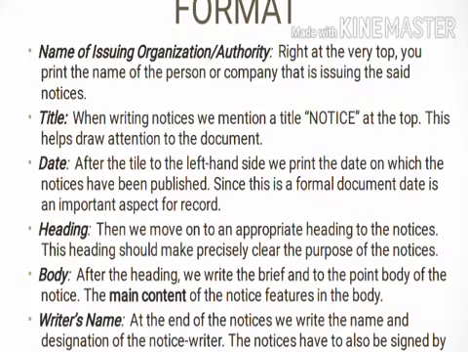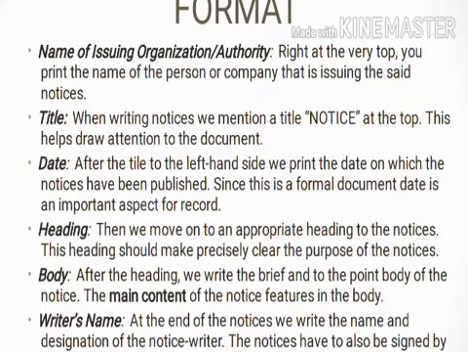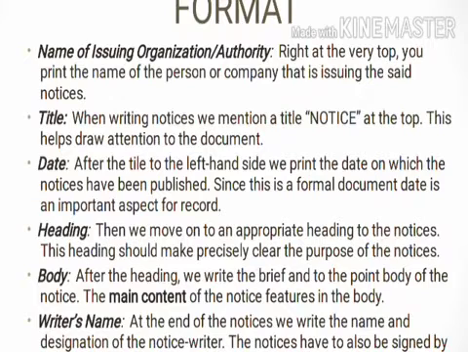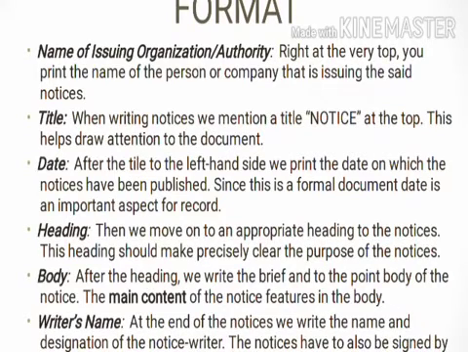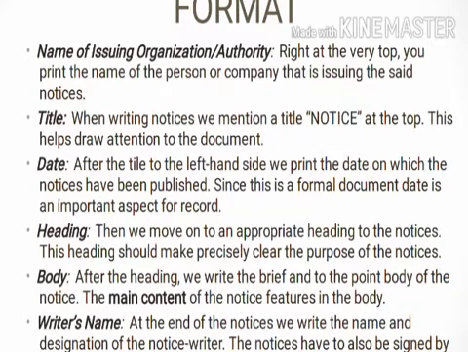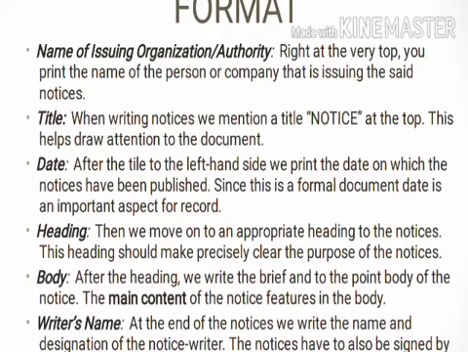These things are essential. The first is the name of the issuing organization or authority, take for instance, school or office. Then the title, notice, is mentioned after the name of the issuing authority. Then to authenticate the notice, the date is mentioned, on the left hand side usually, so that it gives a formal documentation and it is important from the aspect of a record.